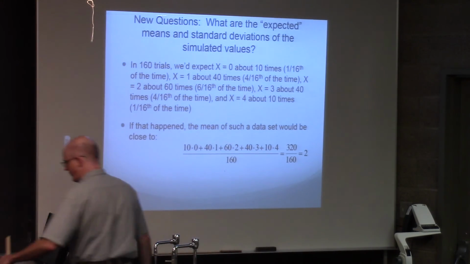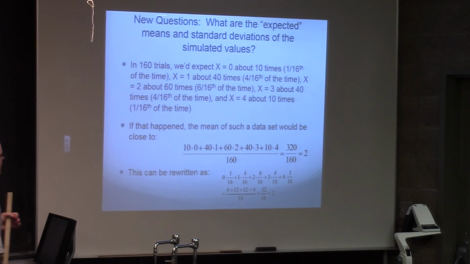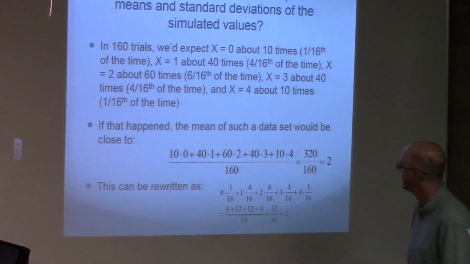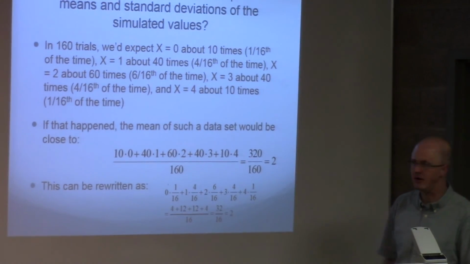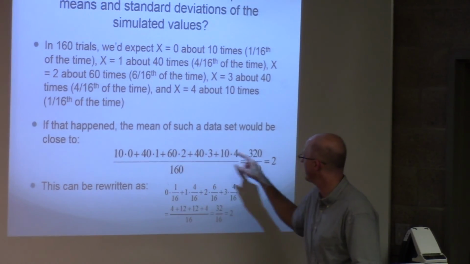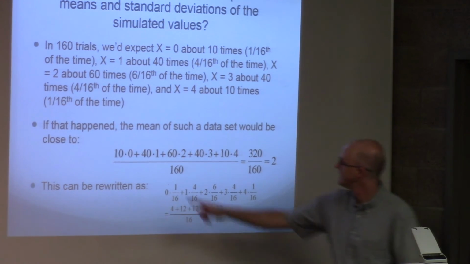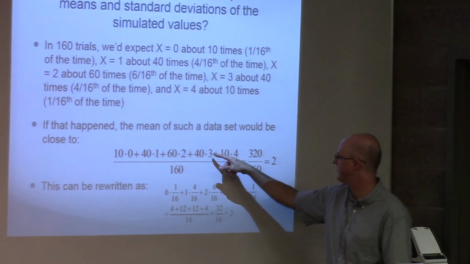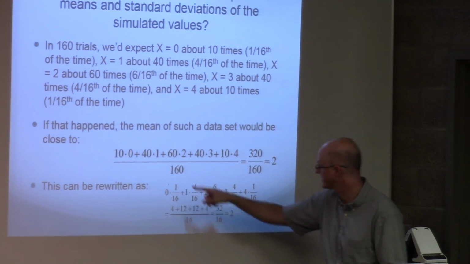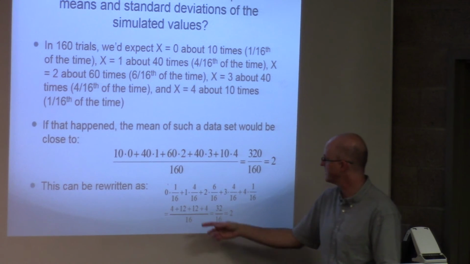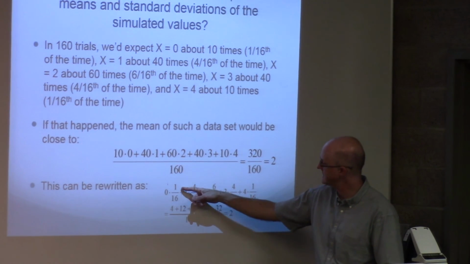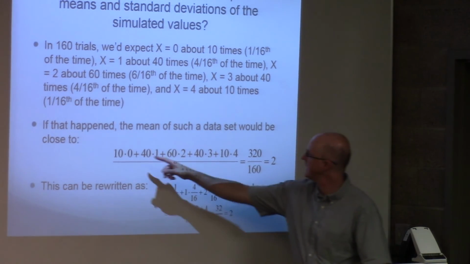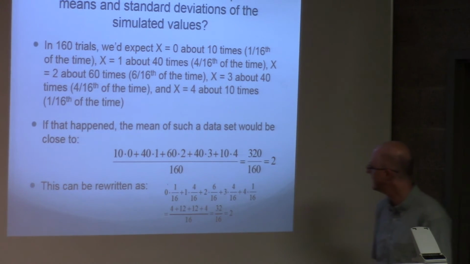If you rewrite that formula like this, which can be done by properties of fraction manipulation, I could break this fraction up into the sum of 5 fractions. 10 times 0 over 160, 40 times 1 over 160, 60 times 2 over 160, 40 times 3 over 160, and 10 times 4 over 160. I could also reduce those fractions. 10 over 160 is 1/16, 40 over 160 is 4/16, etc. And I can bring the numbers 0, 1, 2, 3, and 4 out in front, get the same answer.